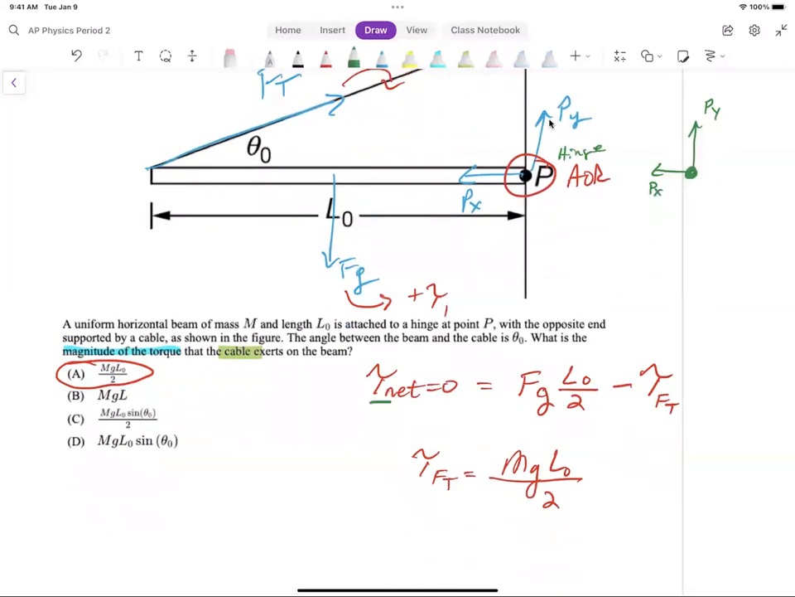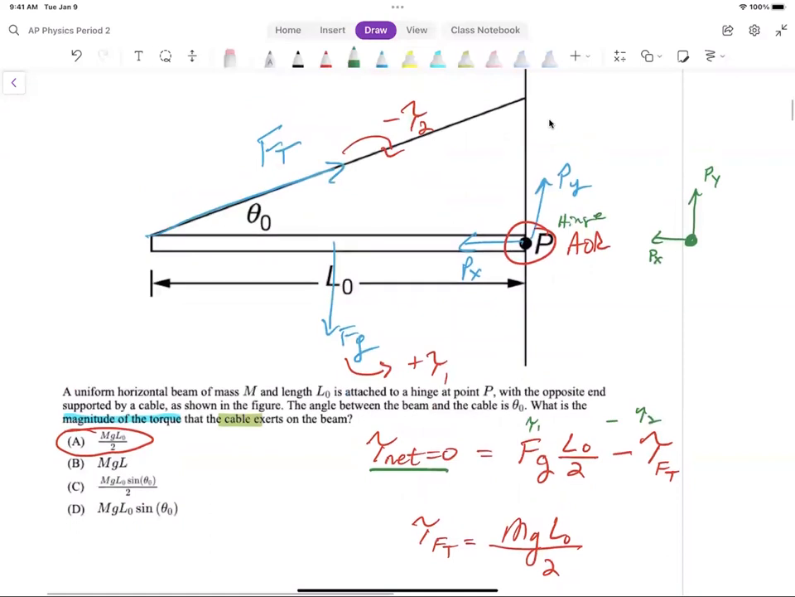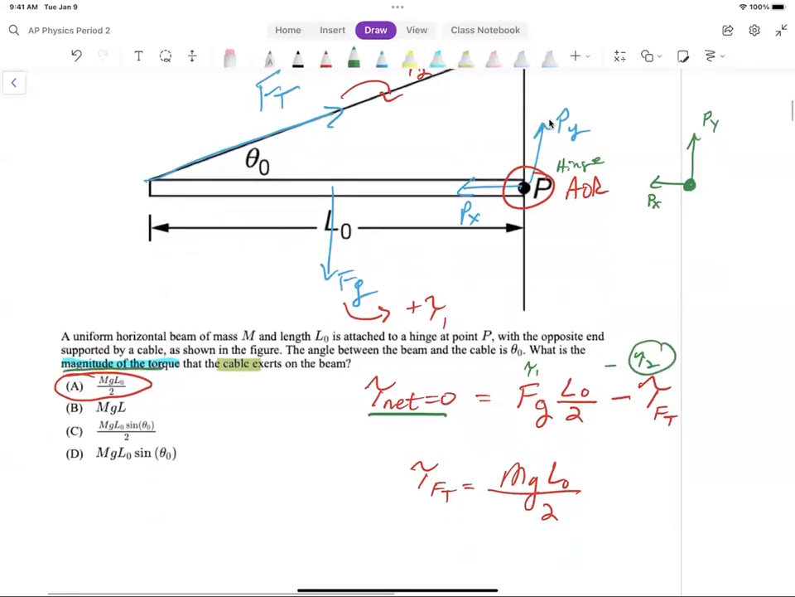So its net torque is 0. There's 2 torques. I have the force of gravity acting on it. And so this is the torque 1 minus torque 2, which is the torque that's being applied by the cable, and that's what they want to know. They just want to know the magnitude of the torque. So all I have to do is solve for torque 2, and I find it to be equal to mgL naught over 2. So again, the net torque has to be equal to 0.